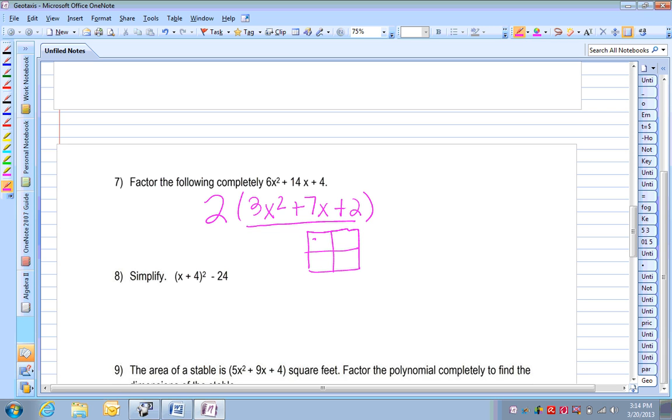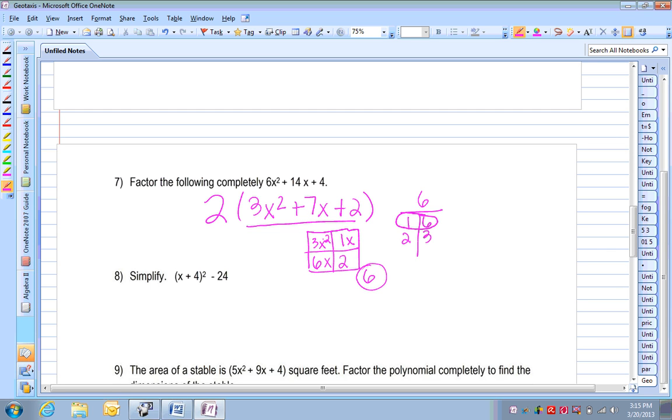And so we bring the 3x squared on the top left, and then the 2 on the bottom right, and then we multiply it, so it would be 6. So then the multiples of 6 are 1 and 6 and 2 and 3. And so to find which one adds up to 7x would be 1 and 6. So 1x and 6x.